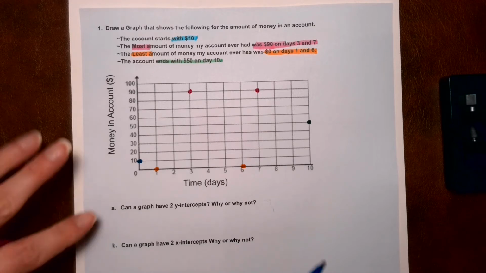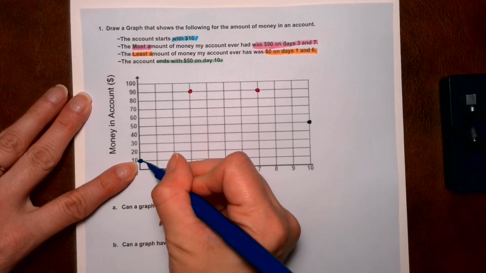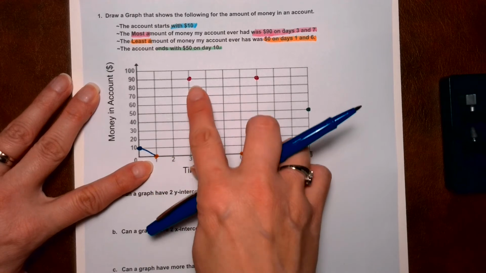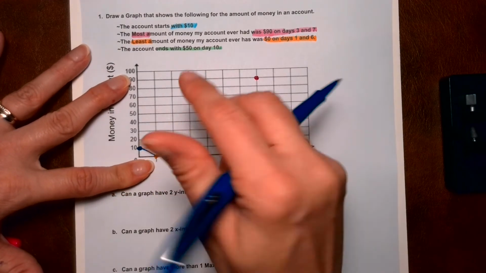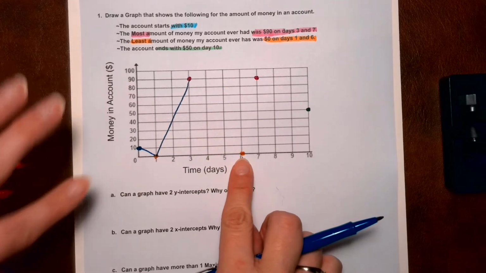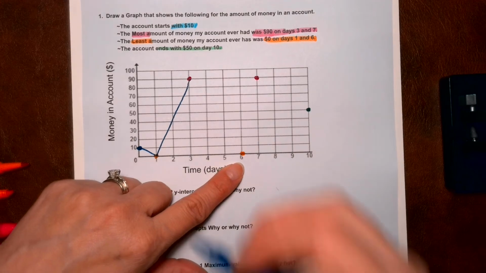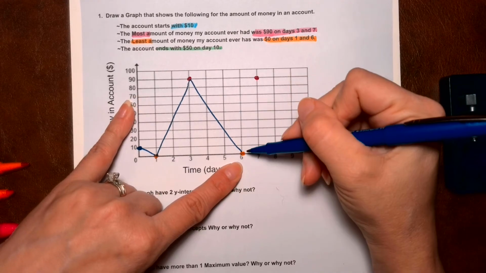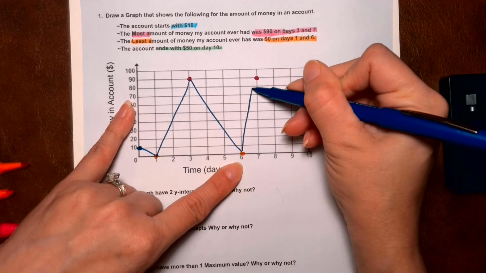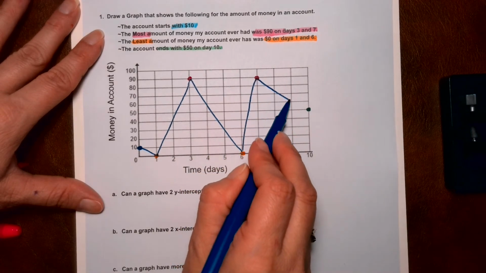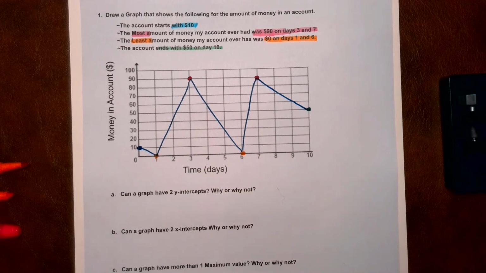Okay, so I know I started with $10, and then my money went down. I must have spent or paid a bill. Okay, and then 2 days later, my money increased all the way to 90. Okay, so I put some money into the bank account, went up. Oh, and then day 6, I must have spent all the money or paid a bill, so then I got to go all the way back down. Day 7, I put some more money in the account, and then I ended with 50. Okay, good job drawing that graph.